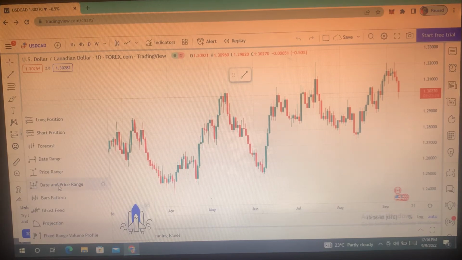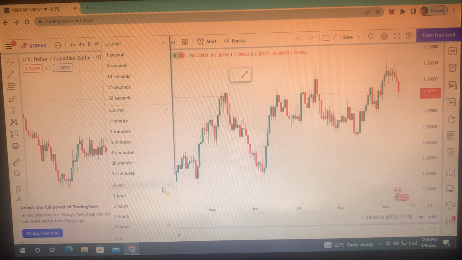I know some people are new to this, so you need to really pay attention to what I'm doing here so that you get the picture of how this really works. Okay, let's go to 1 month.